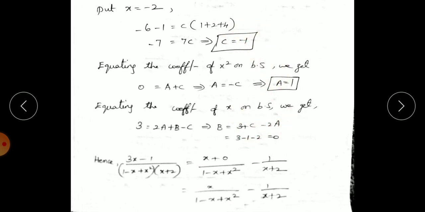Now substitute into the given first equation, that is ax plus b, that is x plus 0, divided by 1 minus x plus x squared, minus 1 by x plus 2. So x by 1 minus x plus x squared, minus 1 by x plus 2. Okay, so it is a quadratic format.